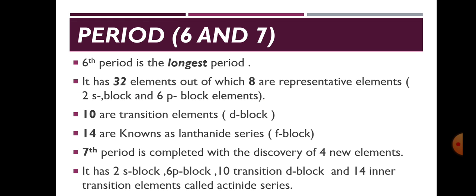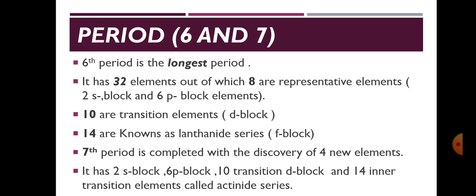Then we discussed that the last periods, 6 and 7, are the longest periods. The first period is the shortest period, the second and third are short periods, the fourth and fifth are long periods, and these are the sixth and seventh. The sixth period is the longest period. It consists of 32 elements. The first period consists of 2 elements, the second and third consist of 8 elements, the fourth and fifth consist of 18 elements, and the sixth or seventh period consists of 32 elements.